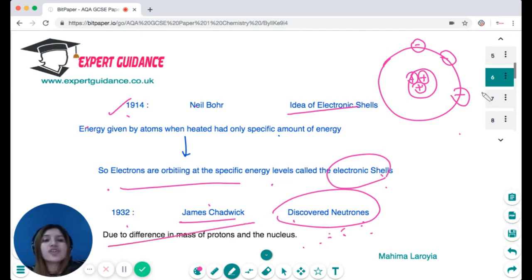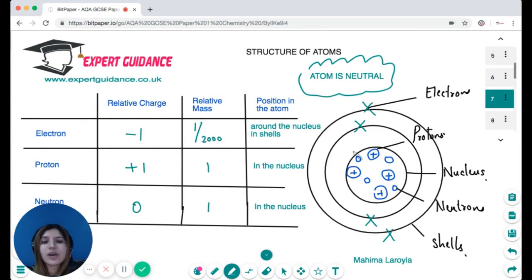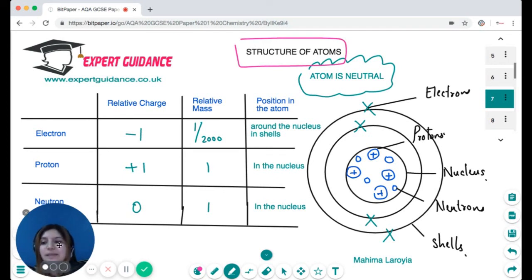Okay, so with all these discoveries, we came up with this structure of the atom. The atom is composed of 3 subatomic particles, and this table is very, very important. You should remember each and every part of this table. You might be asked in the exam to either fill some parts of the table or maybe to make the whole table. So the atom is made up of 3 subatomic particles: electrons, protons, and neutrons.